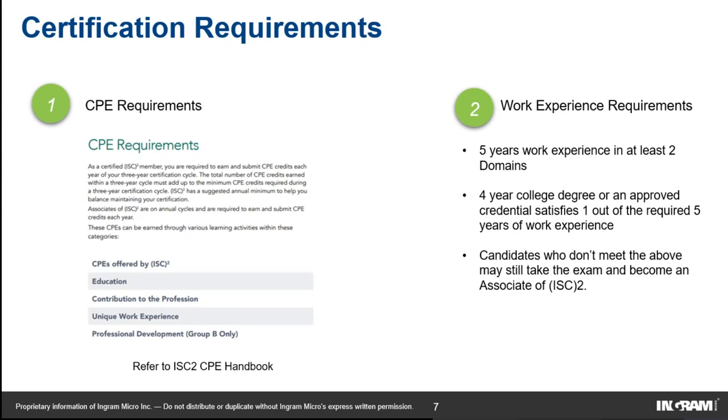And to get CISSP, anybody can go write a CISSP exam and pass it. So by passing it, you become an associate of CISSP, but not CISSP certified. To become CISSP certified, you need to have five years of work experience in at least 2 domains, or the 2 CBKs which we covered earlier.